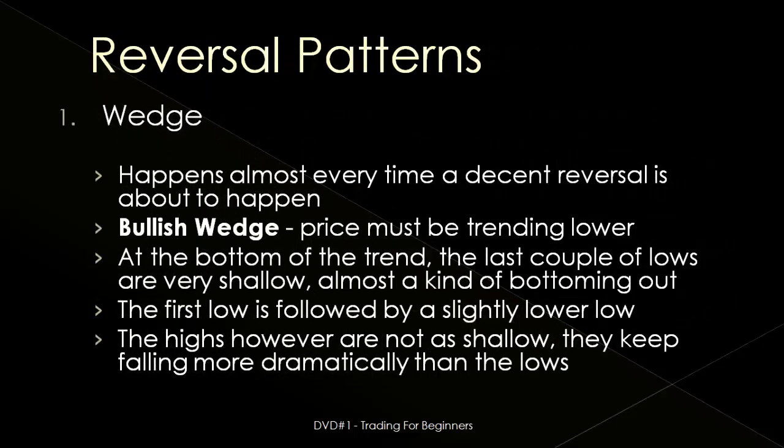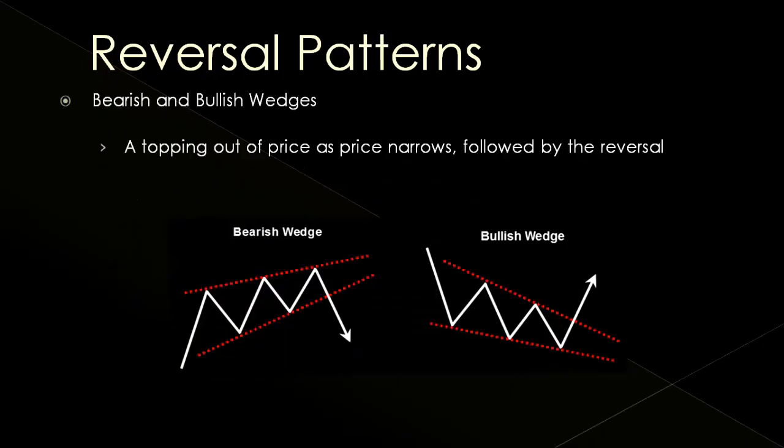Now let's take a look at some reversal patterns. We'll start with the wedge. The wedge happens almost every time a decent reversal is about to happen. For a bullish wedge, price must be trending lower. At the bottom of the trend, the last couple of lows are very shallow, almost a kind of bottoming out. The first low is followed by a slightly lower low. The highs, however, are not as shallow. They keep falling more dramatically than the lows.